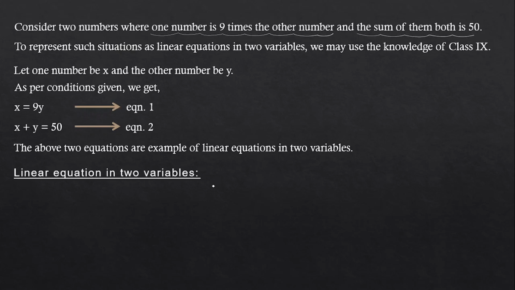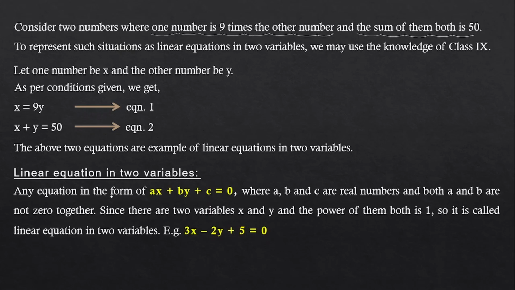Let us now define linear equation in two variables. Any equation in the form of ax plus by plus c is equal to 0, where a, b, c are real numbers, the constants that we'll be using in the equations. x and y are the variables and both a and b cannot be 0 together. Either a can be 0 or b can be 0, but both cannot be 0 together. Since there are two variables x and y and the power of each one of them is also 1, this ax plus by plus c is equal to 0 becomes the standard form of linear equation in two variables.